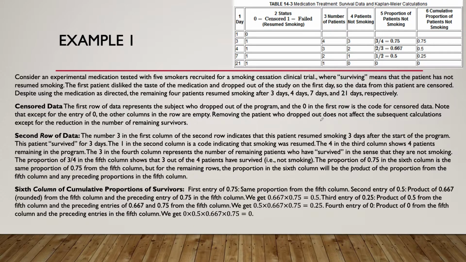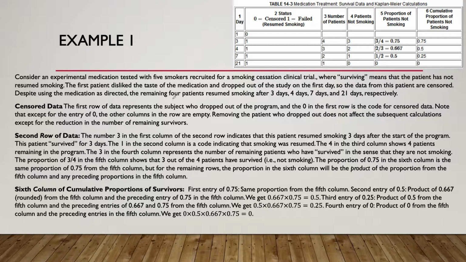The 3 in the fourth column represents the number of remaining patients who have survived in the sense that they are not smoking. The proportion of 3/4 in the fifth column shows that 3 out of 4 patients have survived, as in not smoking. The proportion of 0.75 in the sixth column is the same proportion of 0.75 from the fifth column, but for the remaining rows, the proportion in the sixth column will be the product of the proportion from the fifth column and any preceding proportions in the fifth column. The sixth column gives the cumulative proportions of survivors.